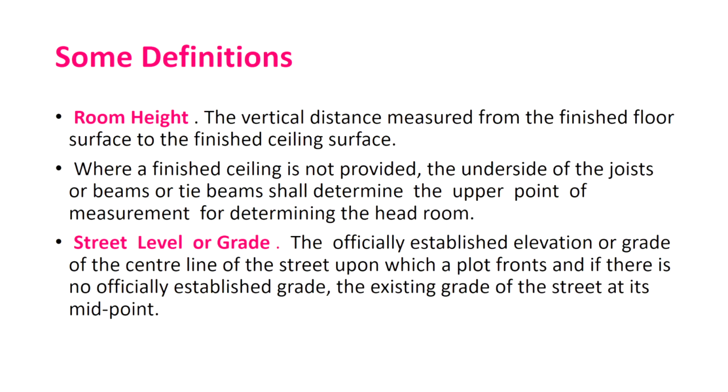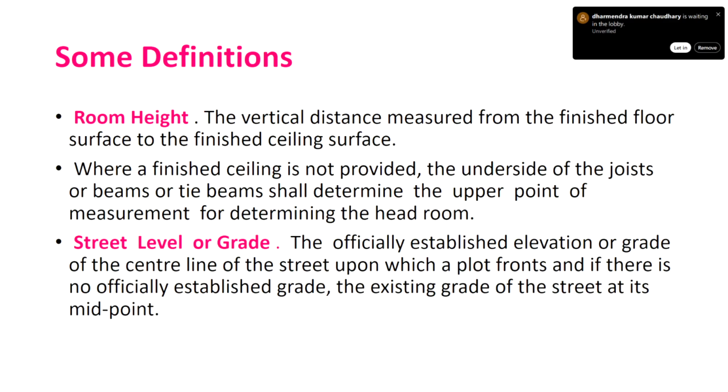Whatever your floor surface is, from there to your ceiling surface, whatever height remains, we will call it room height. Now they have given a certain clarification where the finished ceiling is not provided. Now it can be a normal beam. The underside of the joist or the beam or the tie beam shall determine the upper point of the measurement for determining the headroom. So suppose my room height is 3 meters, then from the floor level to the bottom of the beam has to be 3 meters. Because these are some basic definitions which are given in NBC.